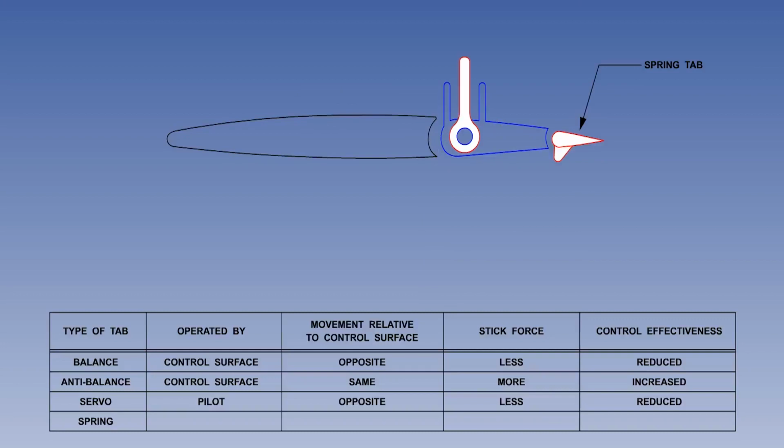To overcome the reduced effectiveness of the servo tab at low IAS, a spring tab can be fitted, the fourth type of tab. The horn is merely pivoted on the control surface and is free to rotate. The pilot input directly moves the horn. The link is connected from the horn to the spring tab. When the pilot makes a control input, the spring tab is being moved directly by the pilot without any direct input to the control surface. So far, exactly the same as the servo tab.